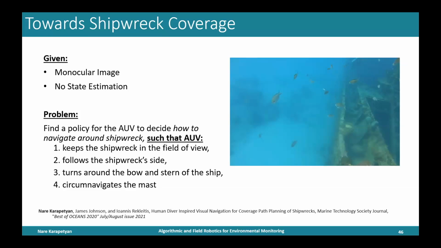One, we have to keep the shipwreck in the field of view, follow the shipwreck site, turn around the bow and stern of the ship, and circumnavigate the mast.